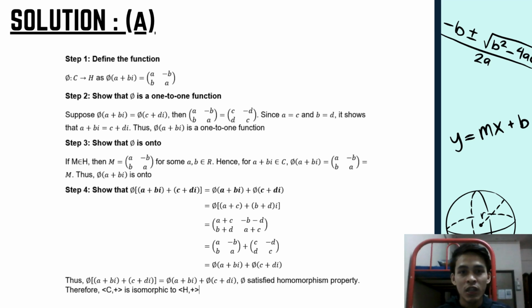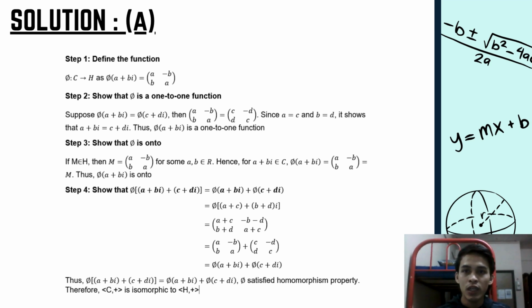Okay, for question number one, there are four steps to show whether it is isomorphic or not. For step one, define the function phi from C to H as phi(A plus BI) equal to the matrix [A, -B; B, A]. And next, for step number two, show that phi is a one-to-one function.